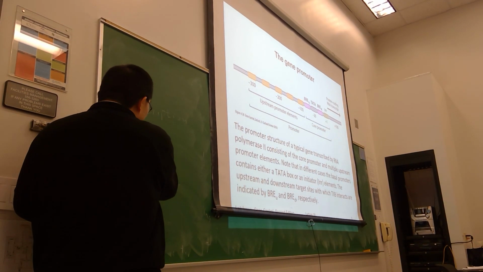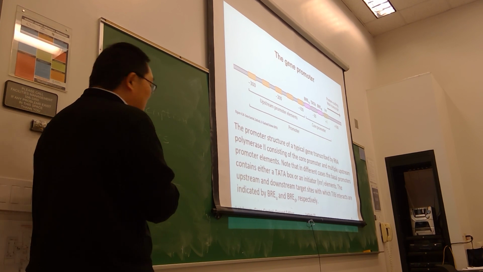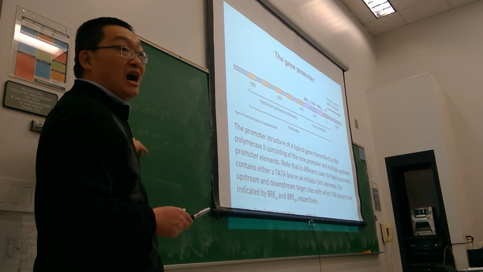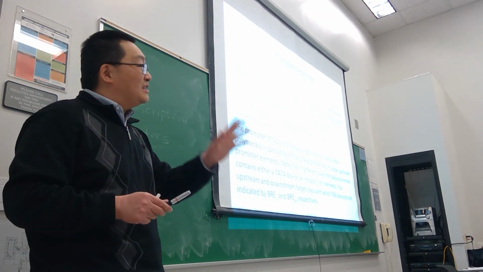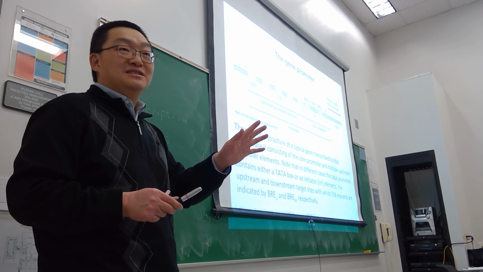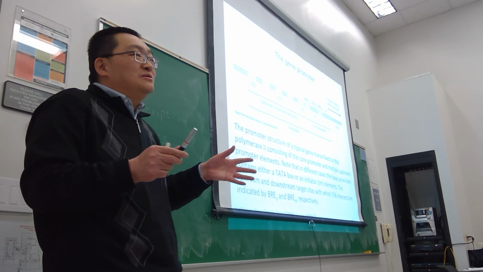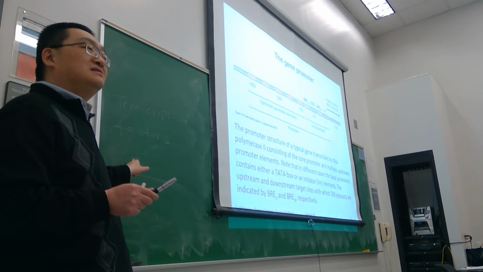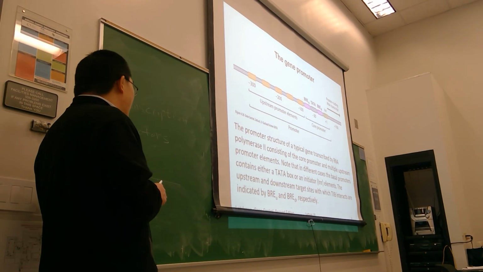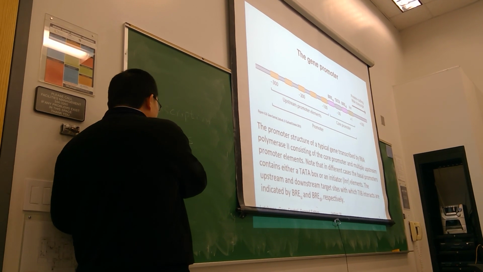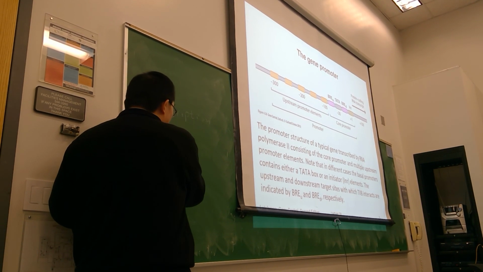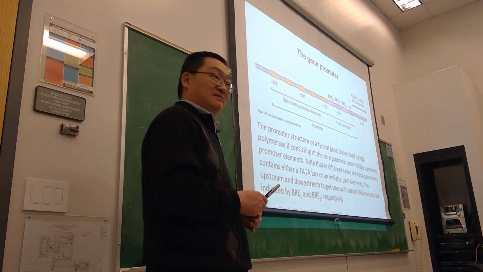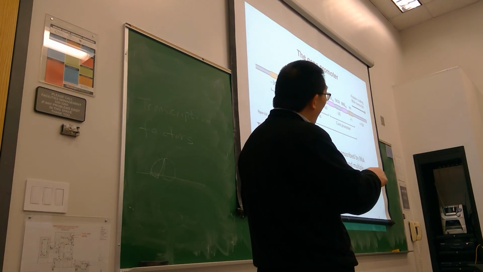And once it binds, it changes the conformation of the transcription factor, which means it will have higher affinity for RNA polymerase. Before binding, it doesn't have high affinity, because the conformation is different. Once it binds, it induces a conformation change. Make sense? It will expose the domain that can interact with RNA polymerase, and then it will recruit RNA polymerase to the promoter. So that is the core promoter.